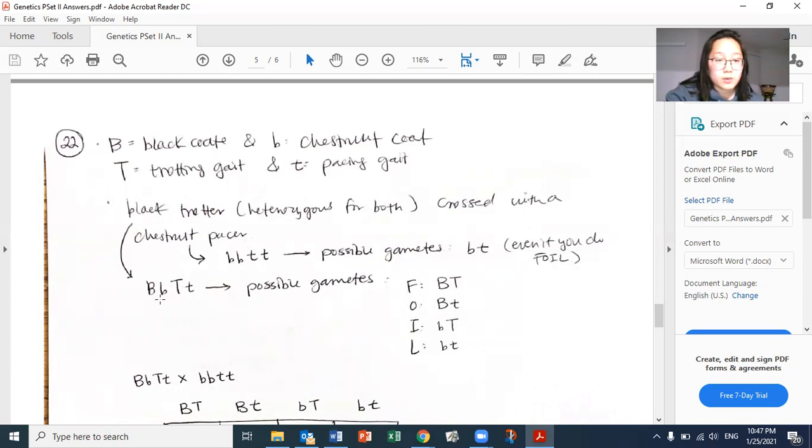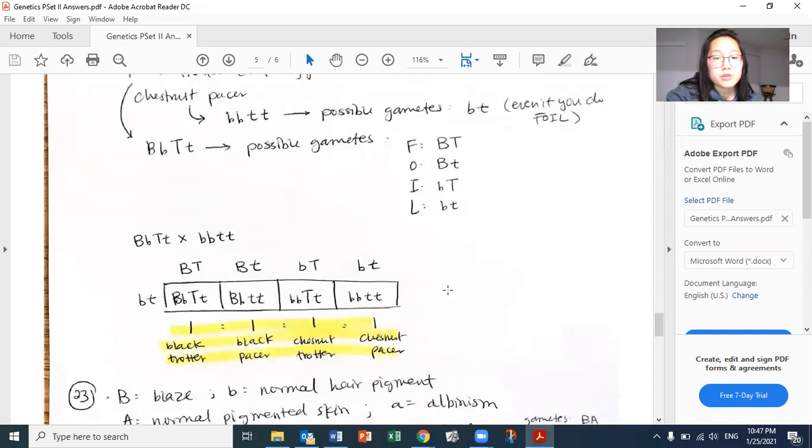However, our heterozygous one for both traits is going to again be, you're going to do FOIL. And when you do a cross, you actually only need 1 times 4, which is super nice because this only gives 1 gamete. So you can write 4 rows of it if you really want to, but it's still going to be the same thing every single time. So why do it multiple times?